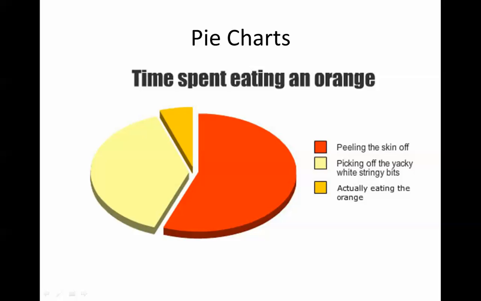All right, so let's look at a couple of things where I got a pie chart. So here's one for time spent eating an orange. All right, so you spend this much time, that looks like about 60% of the time, peeling the skin off.